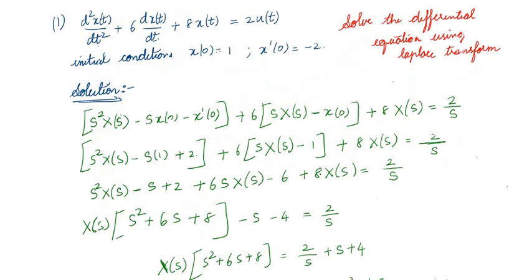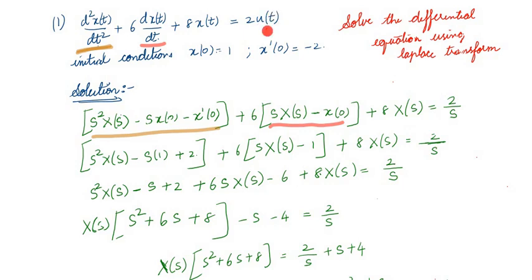Now this is the first problem we are taking. So this is a differential equation, right? The initial conditions are clearly given. x of 0 is 1, x dash of 0 is minus 2, right? So straight away, using the relations we have seen in the previous slide, we are rewriting this, and dx by dt can be written as s X of s minus the initial condition. Then 8 times x of t is 8 times X of s.